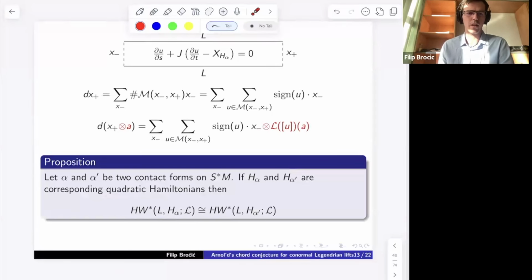And then this is the invariance property under the change of the contact form. In reality, I think it's easier to prove this invariance result using the linear Hamiltonians and the direct limit construction. But here, for simplicity, I'll state it as is. Given two Hamiltonians, H alpha and H alpha prime, which are quadratic Hamiltonians with respect to the radial function induced by the respective contact forms, then Floer cohomologies with any choice of local systems are isomorphic. So it's independent of the choice of the contact form.